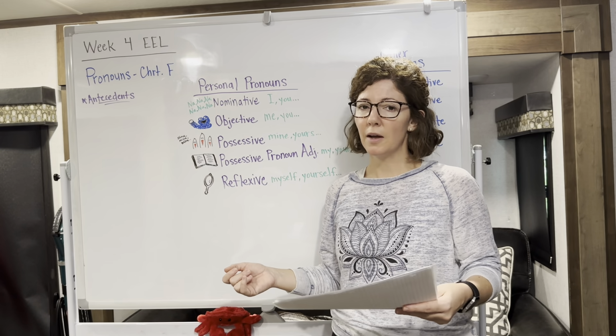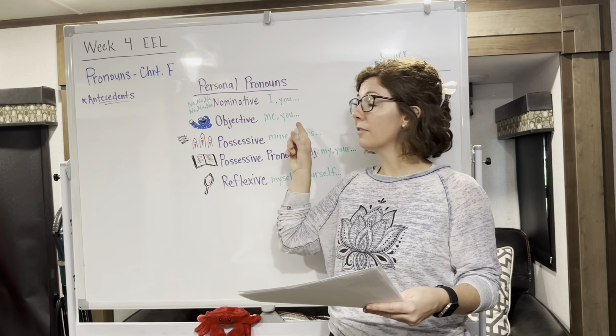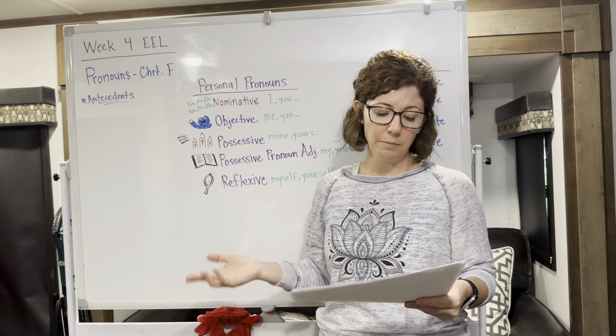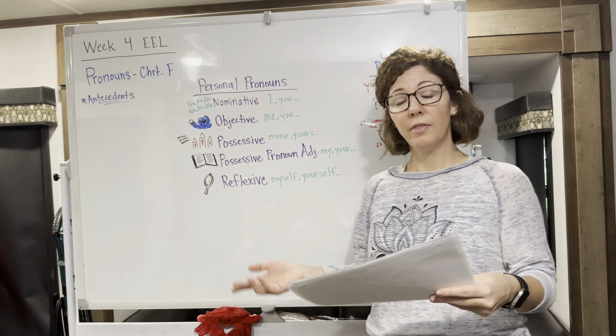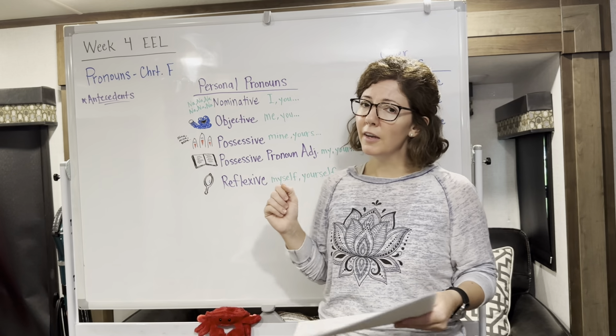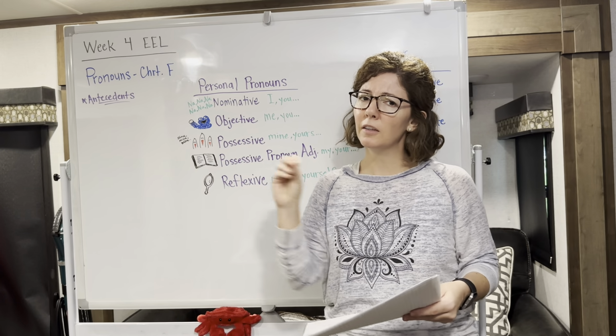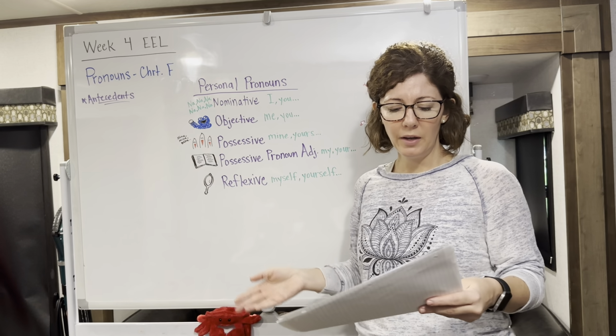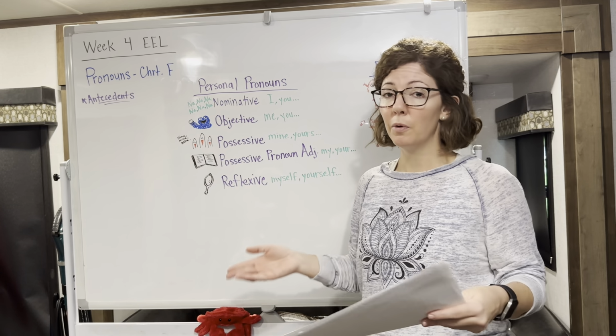One more time for our objective personal pronouns. Me, you, him, her, it, us, you, them. One more time. Objective pronouns want the object. Me want cookie. Me want the object. Me, you, him, her, it, us, you, them.